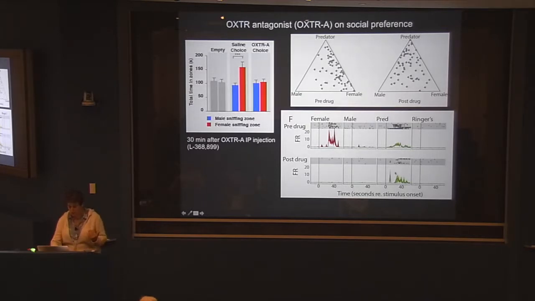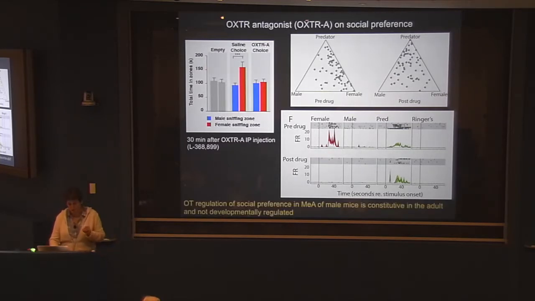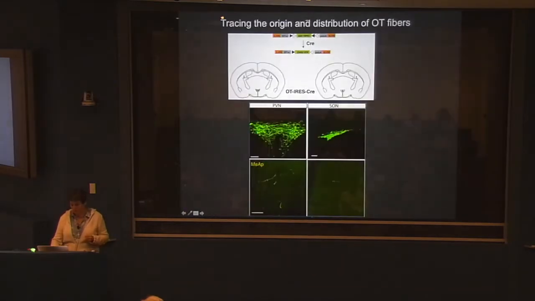And I would like to show you the type of raw data that we obtained, because I think they are very striking. This is before the injection of the drug. You see the recording of this unit that is sensitive both to female cues and a little bit to predators. And after you inject the oxytocin antagonist, suddenly the response to conspecific females completely disappears, but the one to predators is unchanged. So there is something really amazingly specific about the action of oxytocin and oxytocin antagonists in modulating the response to conspecifics. So again, OT regulation of social preference in the medial amygdala of male mice is constitutive in the adult and not developmentally regulated.